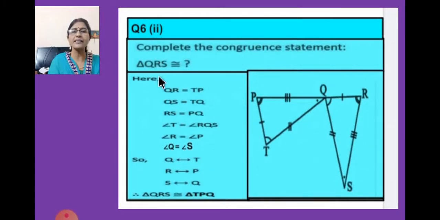Triangle QRS is congruent to, now you know Q corresponds to T. So we'll write here, as we have written, Q is corresponding to T. So we'll write here T. And then R corresponds to P. So P is written. So here P will come. And then S corresponds to Q. So we'll write Q. So therefore triangle QRS is congruent to triangle TPQ.